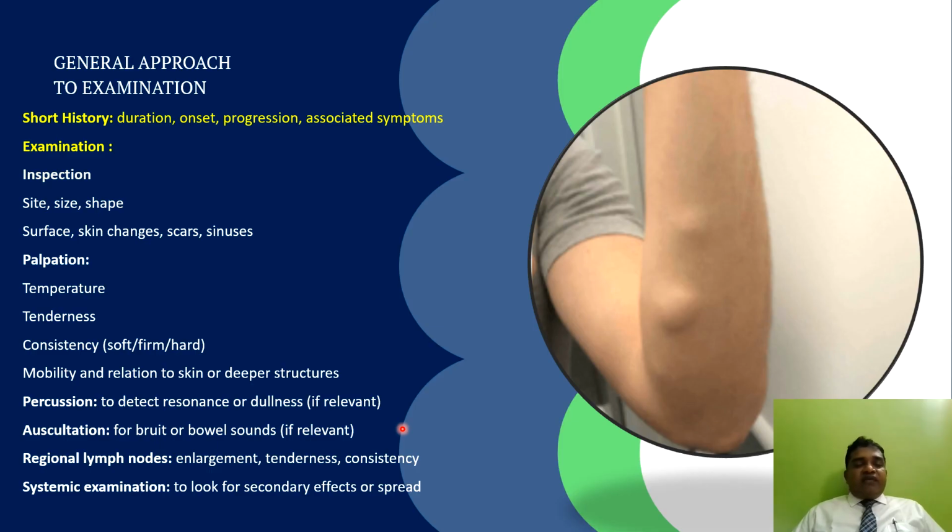So collectively, if we see the examination approach as a medical student, you should start with the inspection, then palpation, then percussion, auscultation, regional lymph node examination, systemic examination relevant to the disease. Systemic examination is very important, for example in a thyroid lump, because toxic goiter may present with the lump as well as systemic signs. So the systemic examination is also one of the important parts for your exams.